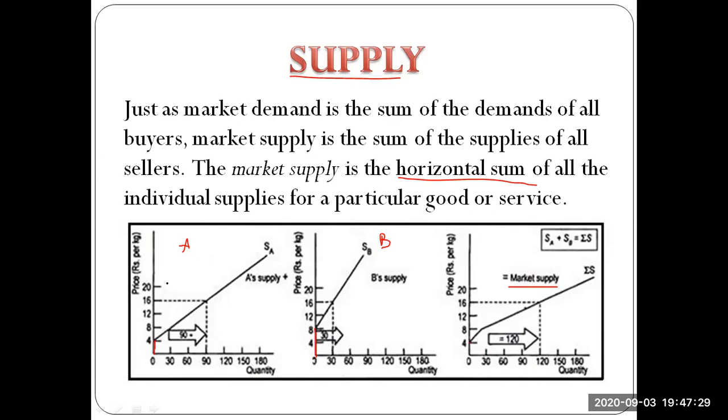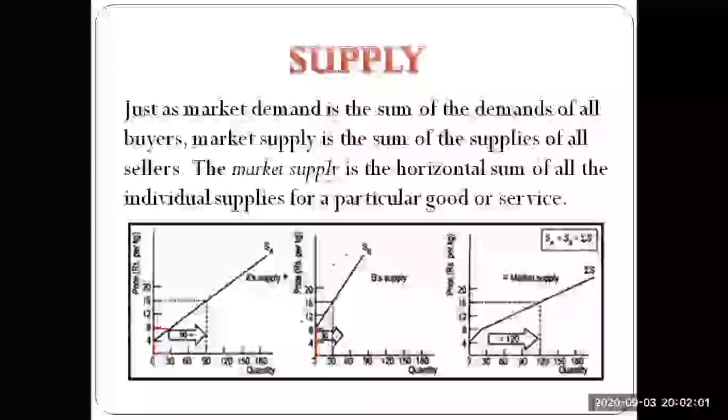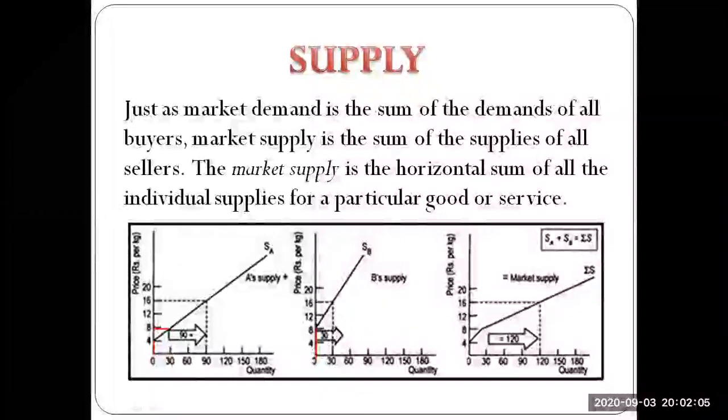So that satisfies. When we are talking about a price point of 8 units, individual A is willing to sell 30 units of good to the market. When we move to B's supply curve, what we essentially see is at a price point of 8 units, B is willing to supply 0 units.